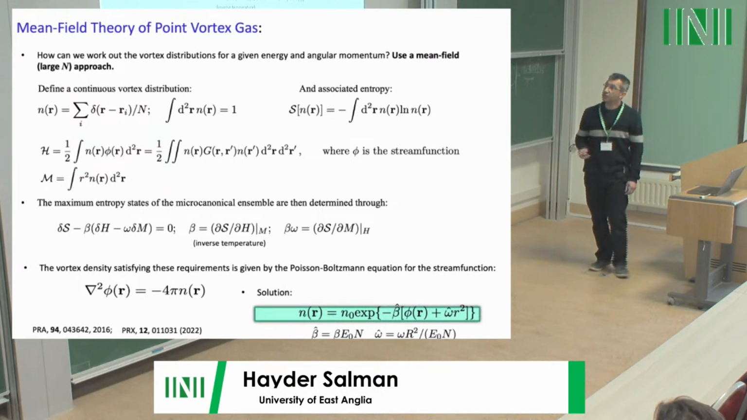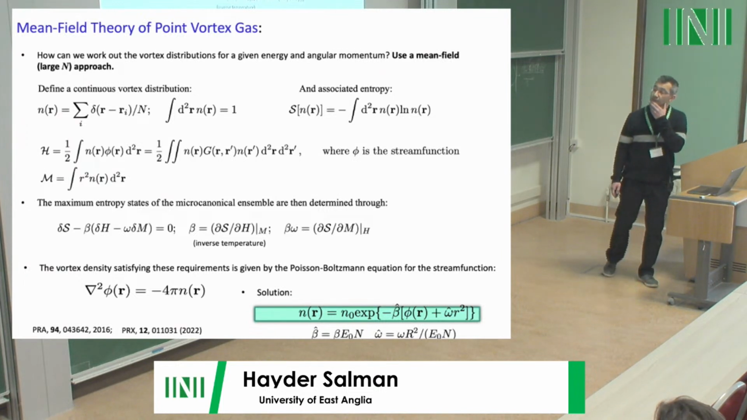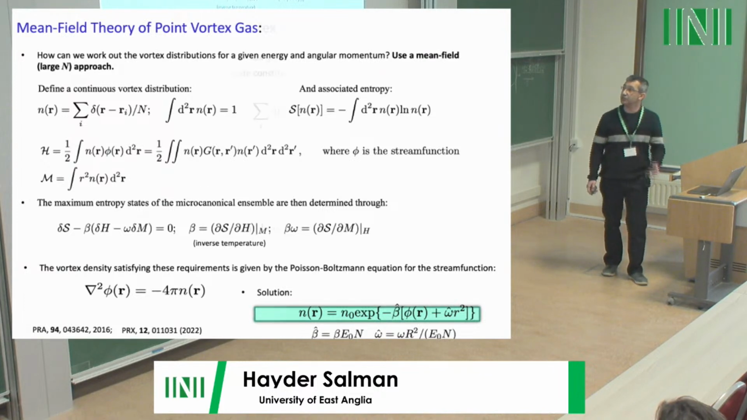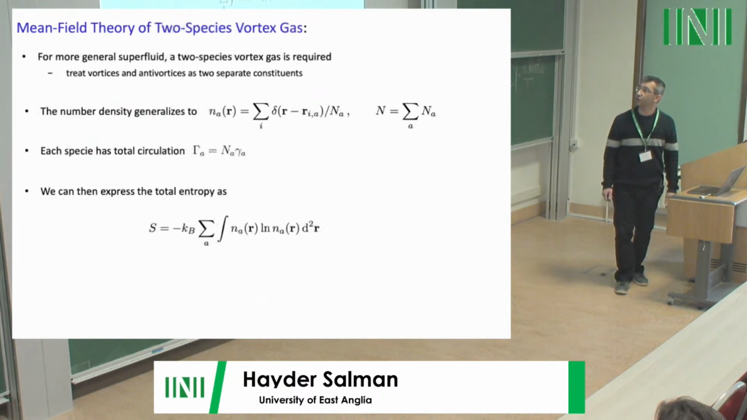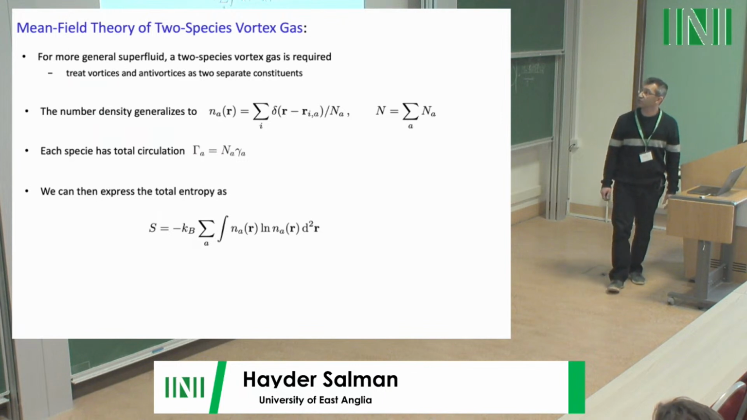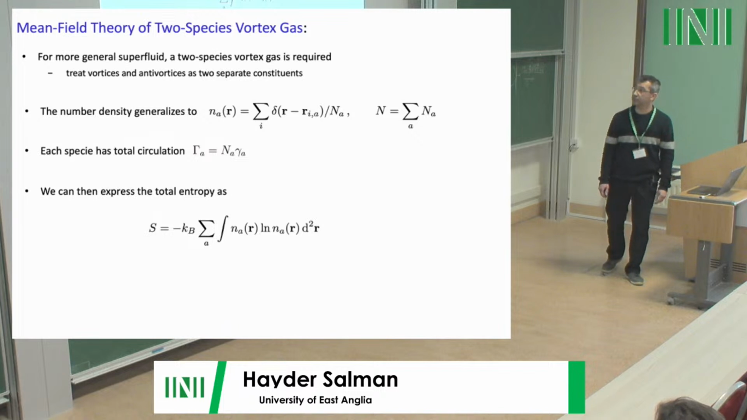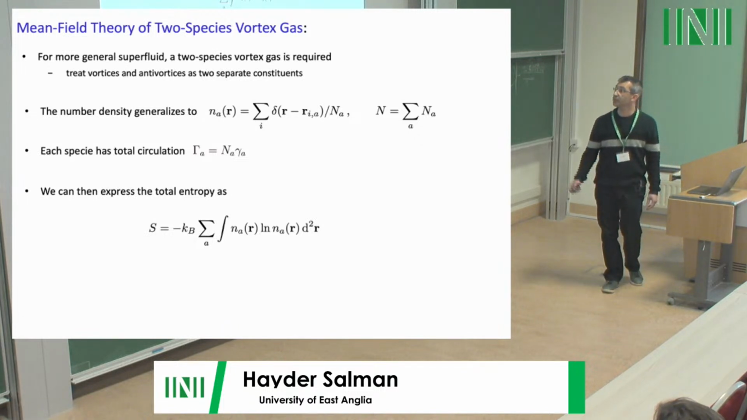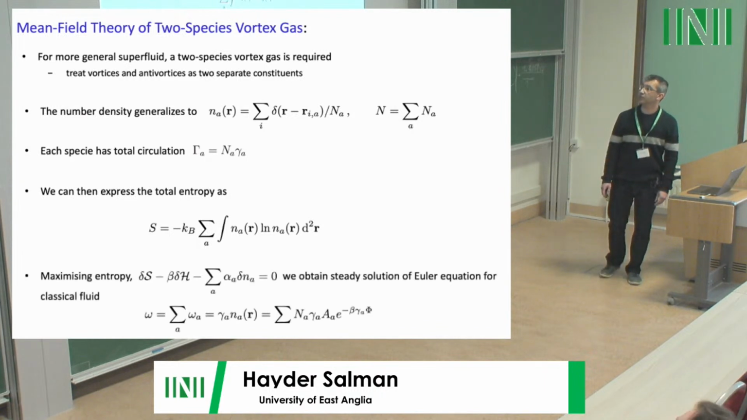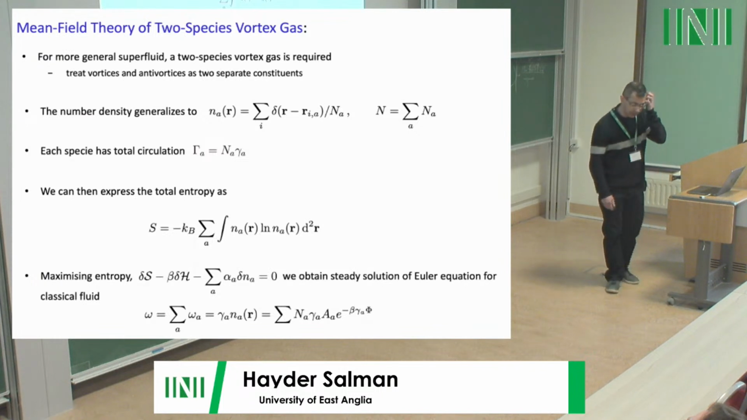Now, this argument works when you have a vortex gas of a single species, and typically, in more general superfluids, you can have vortices of different signs, so you have to generalize to a two-species vortex gas, and all of the arguments that I presented can be generalized in a straightforward manner. So the subscript A here just denotes the different types of vortices, whether they have a winding number of plus or minus 1. And you can then just reconstruct the entropy in the same way and recover an expression for the vorticity.